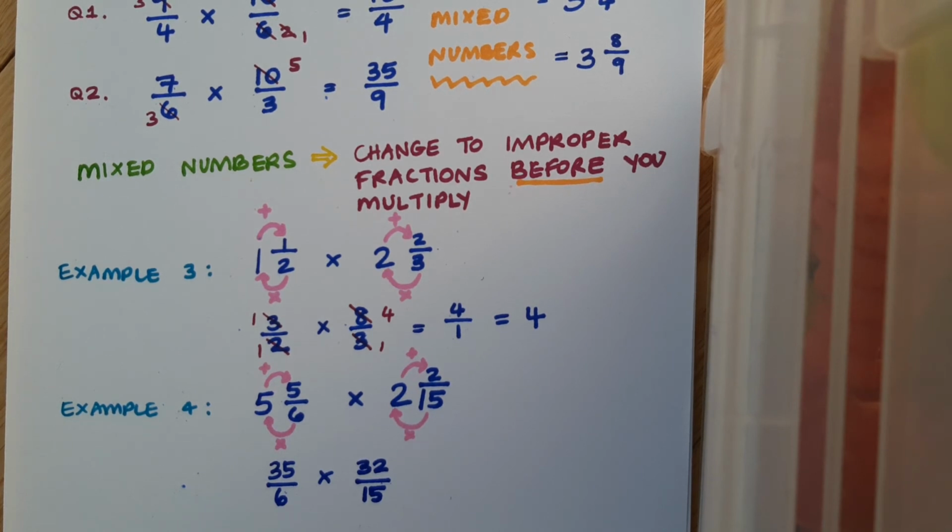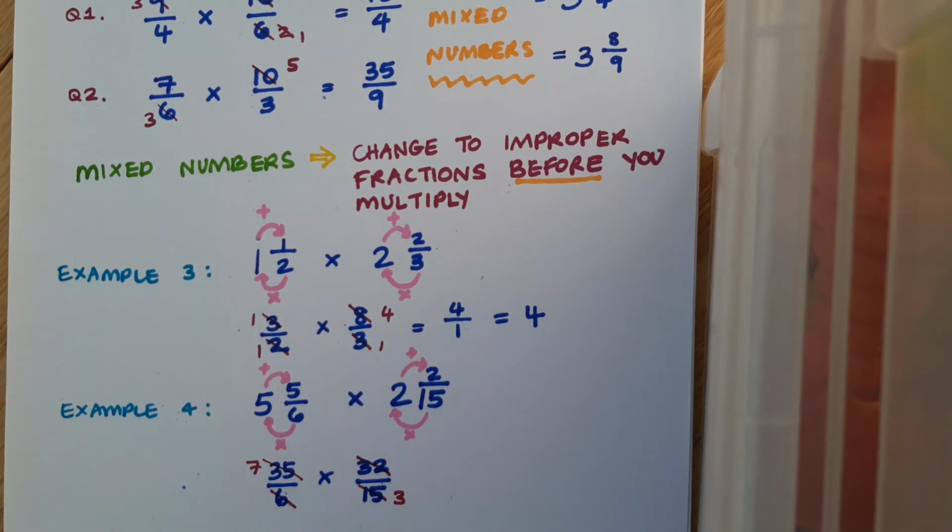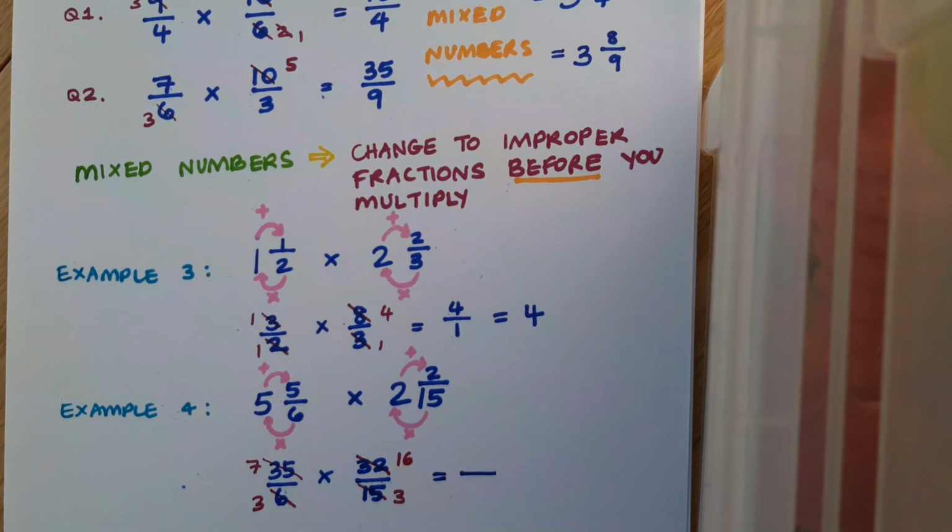So what do I have available to me to cancel then? Well, I can see 35 has a factor of 5 and so does 15. And 5 into 35 goes 7 times and 5 into 15 goes 3 times. And I can also cancel the 6 and the 32. So 6, sorry, no, not 6. So 2 into 6 goes 3 times and 2 into 32 goes 16 times. And that's all the cancelling that's available to me. And now I'm going to multiply. So top by top, bottom by bottom. And on the top, 7 by 16 is going to give me 112. And on the bottom, 3 by 3 will give me 9.